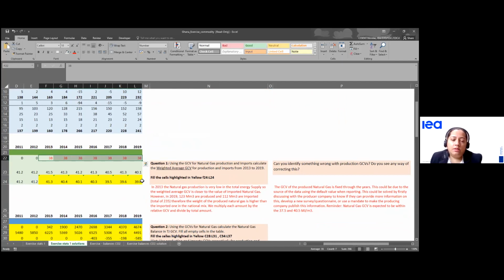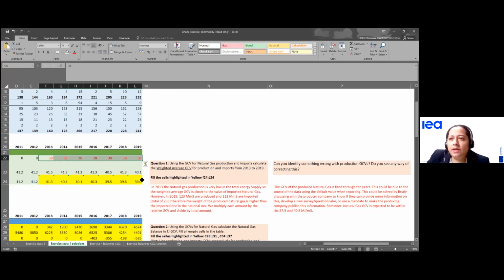And so this is something that you would query with your data providers, and you would ask them to provide you first more information on this. Maybe here you might develop a new survey to collect that information, and even make use of a mandate to make the producing companies report that information. Sometimes producing companies often just report the quantity, but not the other information such as calorific values.